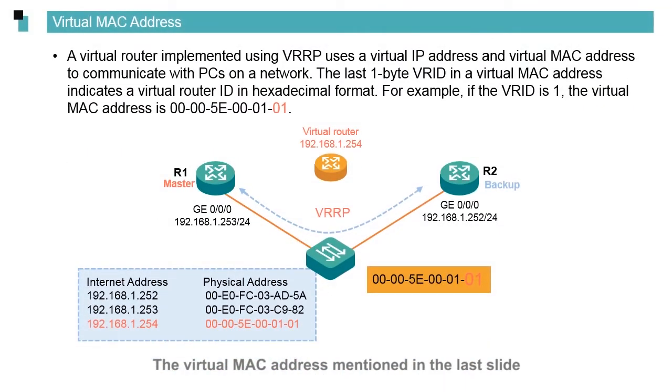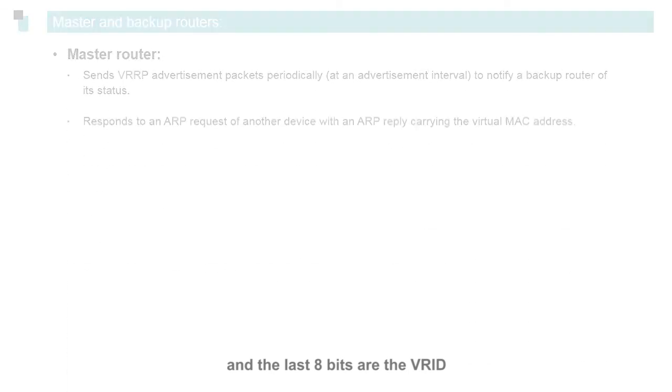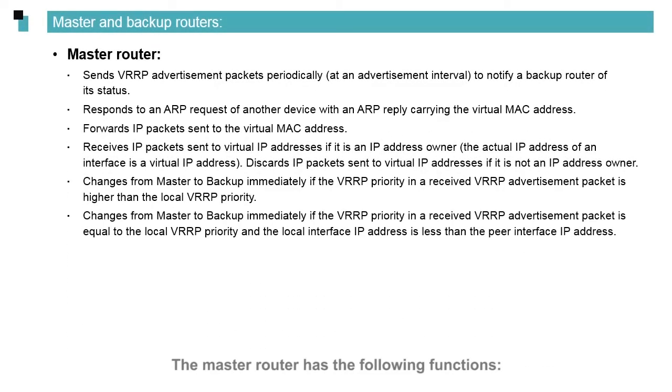The virtual MAC address mentioned in the last slide is the MAC address of a virtual router and has a fixed format. The first 40 bits of a virtual MAC address are always 0000-5E0001, and the last 8 bits are the VRID. The master router has the following functions.